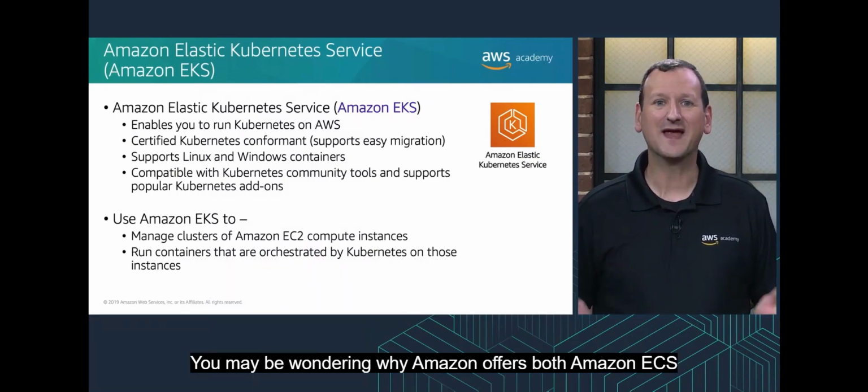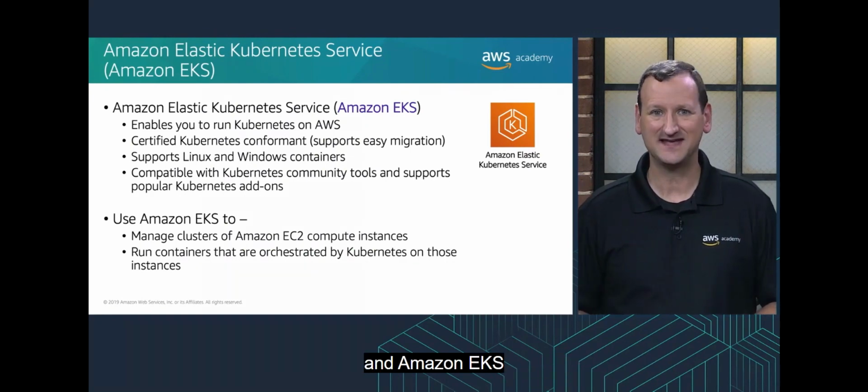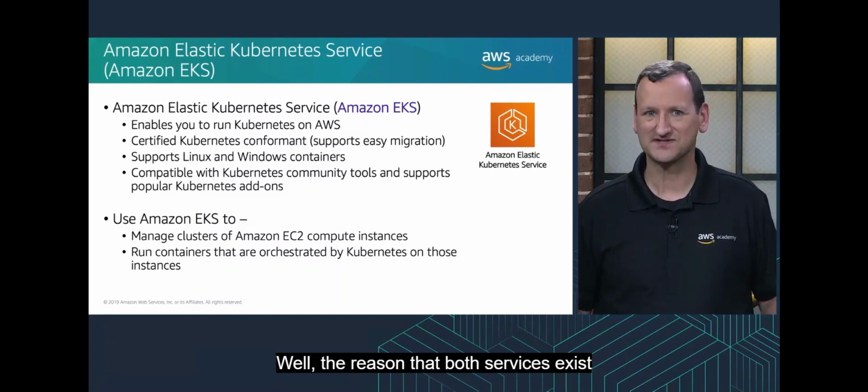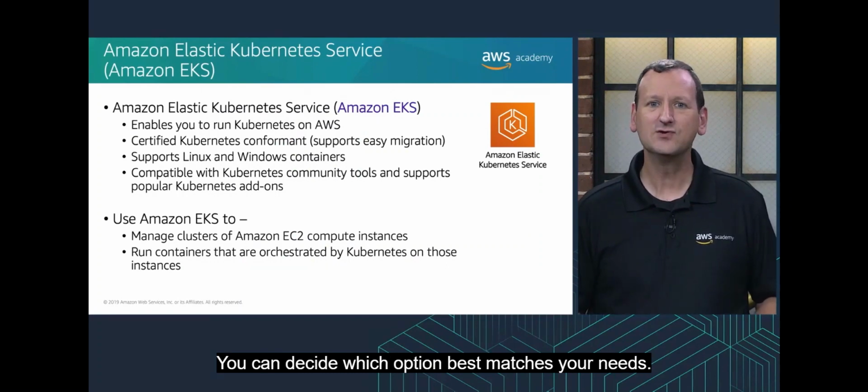You may be wondering why Amazon offers both Amazon ECS and Amazon EKS, as they are both capable of orchestrating Docker containers. Well, the reason that both services exist is to provide customers with flexible options. You can decide which option best matches your needs.